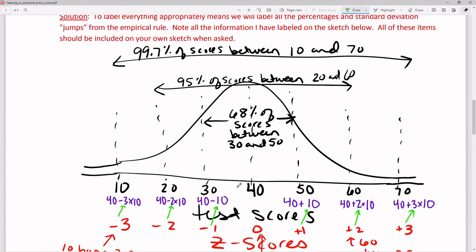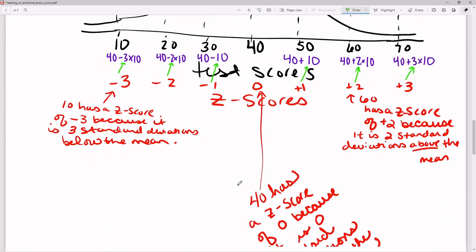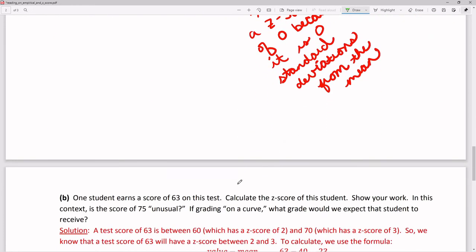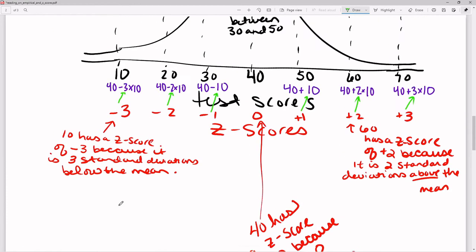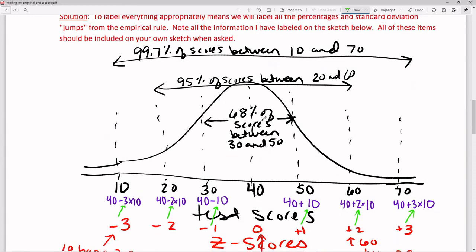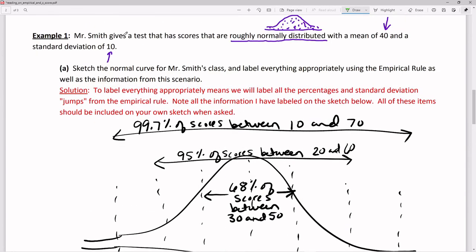But then what else could I ask you? I could also ask you to talk through things like, what about a specific student? So like, okay, great, I did this picture. What the heck does it mean for the students? Well, one of the reasons we do this, or you could do this, is to try to give a grade, right? So I give a test, okay? And let's pretend the test is out of 100, just to make things easy.